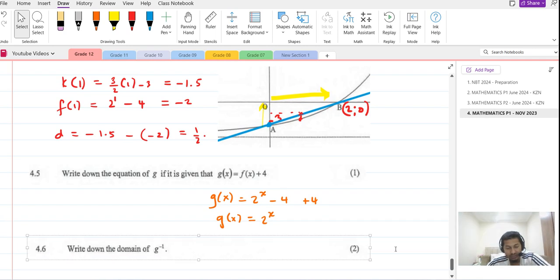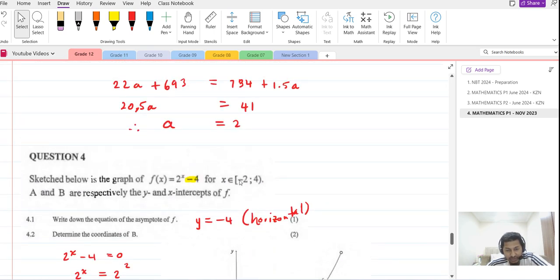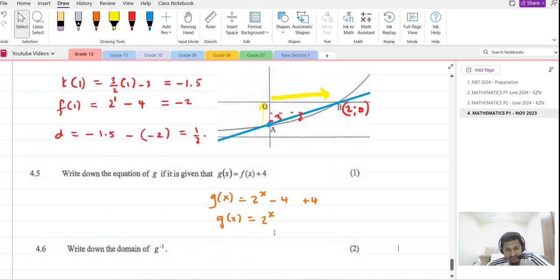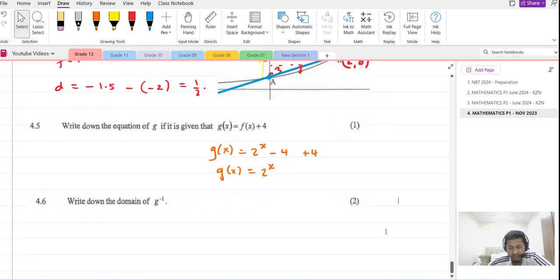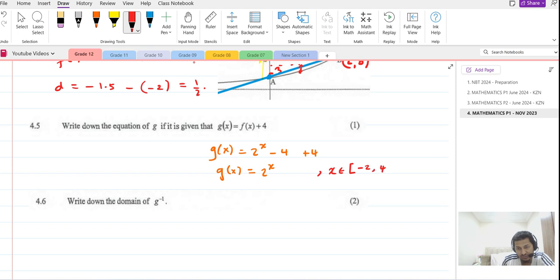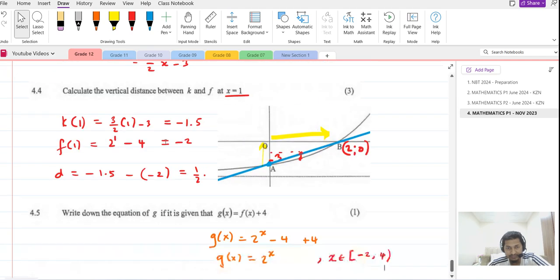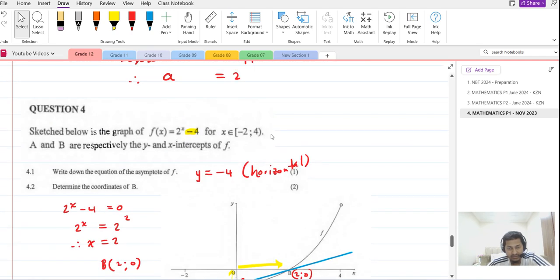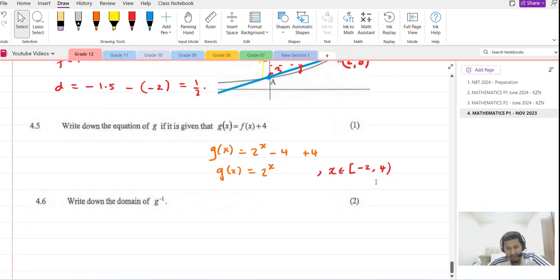Wait, hold on. Now when you're writing these equations, make sure you write the restriction, because this is f of x plus 4, and the f of x graph was only sketched between minus 2 and 4. So you need to put all these further restrictions. x is an element from minus 2 to 4, because it's part of this, right? That's also part of the function. You have to write down this restriction, otherwise it doesn't make sense.